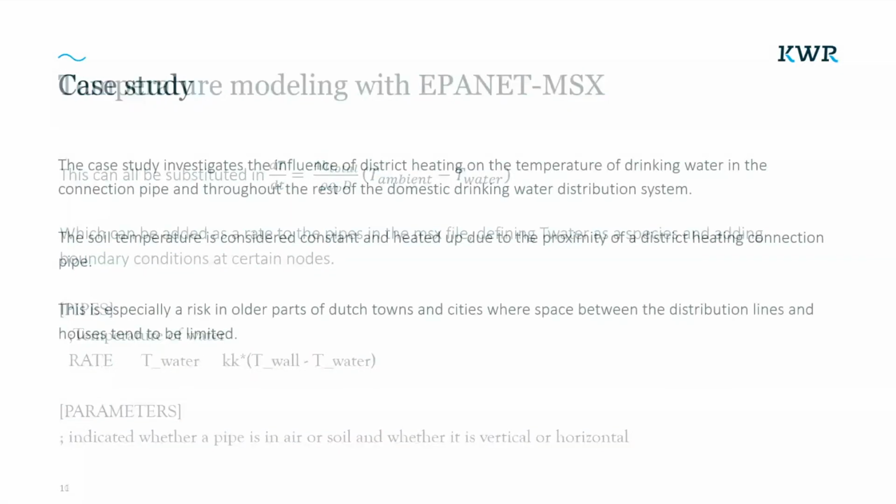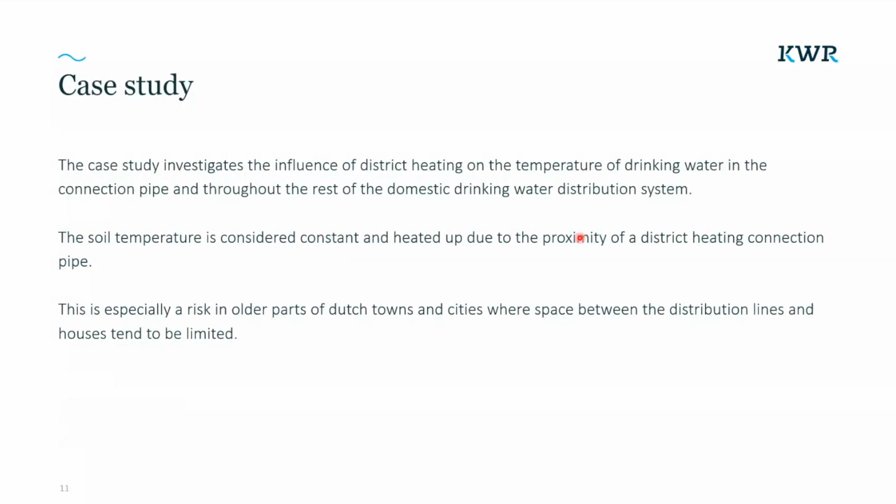So onto a case study that we have done in the past year. Using this temperature modeling in EPANET MSX, the case study investigated the influence of district heating on the temperature of the drinking water in the connection pipe and throughout the rest of the domestic drinking water distribution system. In this case study, we considered that the soil temperature was constant and that it was heated up due to the proximity of a district heating connection pipe.